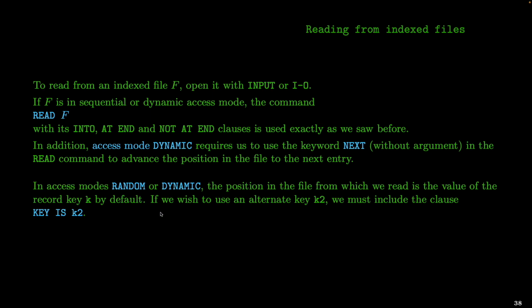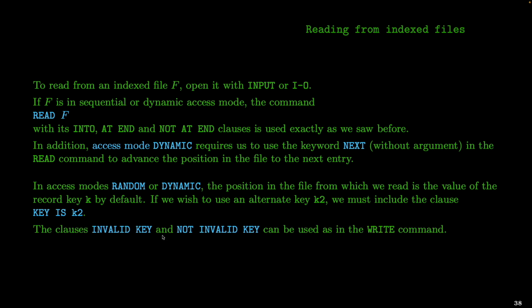And in random or dynamic access mode, the position where we read from the file is given by the value in the record key, which will be used by default without us having to specify it explicitly. But if we wish to use an alternate key to access a record in the file, then we must include the clause key is K2, and here's the name for the alternate key. And we use this clause in the read statement. Now, the clauses invalid key and not invalid key can be used just as in the write command. So let's look at an example for this.